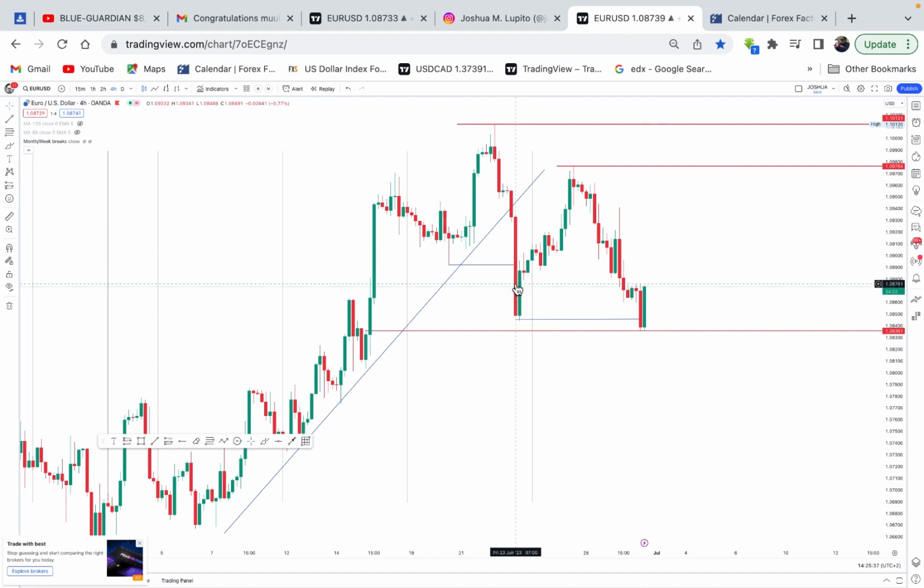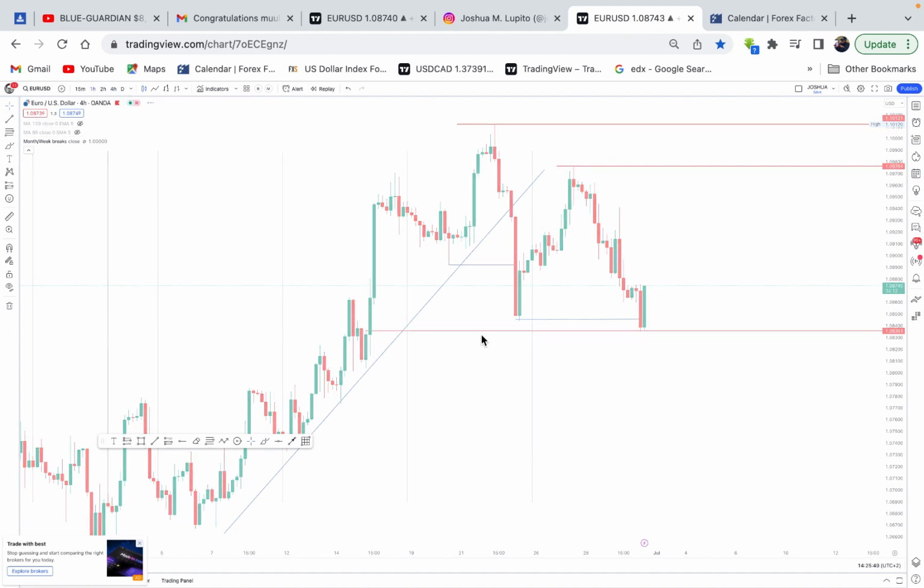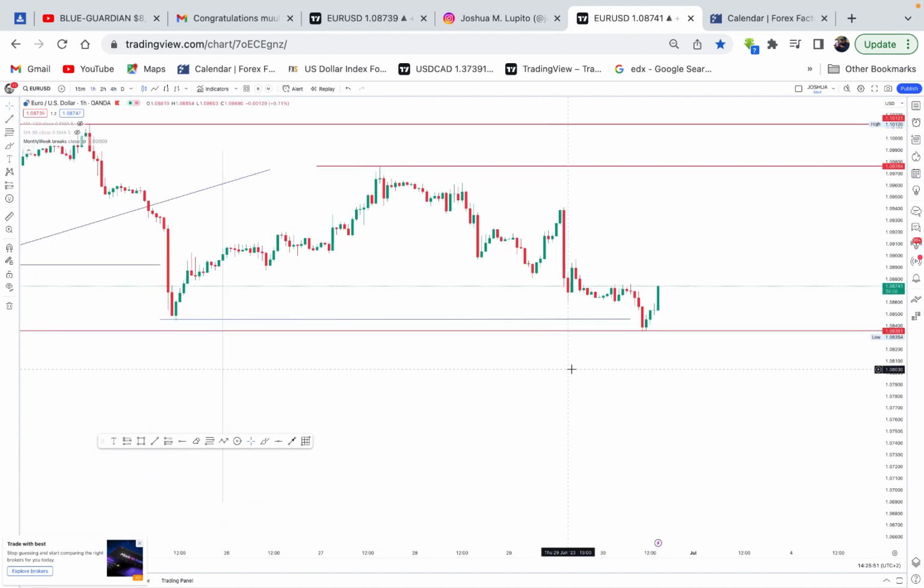So the market created the low. It needs to create momentum for it to push to the downside. So now let's jump to the lower time frame, the 1 hour time frame.